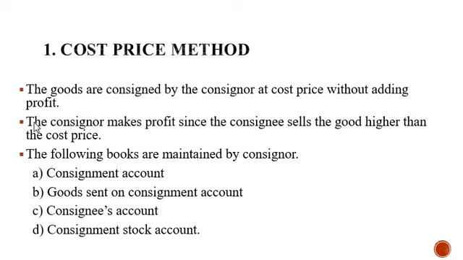Now, the consignee, when he is selling the goods to the customers, will sell them for more than 100. Let's say the consignee, that is the agent, is selling at 110. So why is he selling at 110? So that the consignor, the owner, makes some amount of profit.